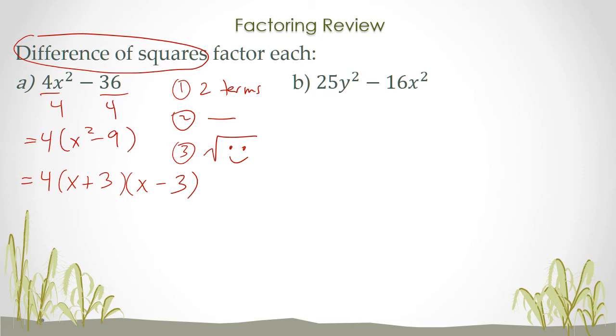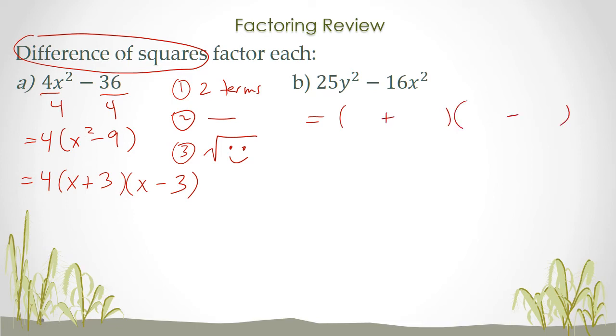B, is there a common factor? No. Nothing goes into 25 or 16 other than 1. And whenever it's 1, you don't common factor because it's not going to change anything. 2 terms, check. Minus, check. Do they have nice square roots? You're welcome to use your calculator to check. 25, yep. 16, yep. Y squared, for sure. X squared, 100%. So right off the bat, we can go to this. 1 plus, 1 minus.